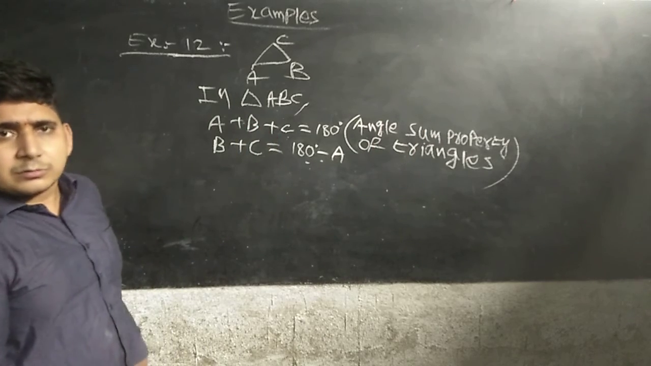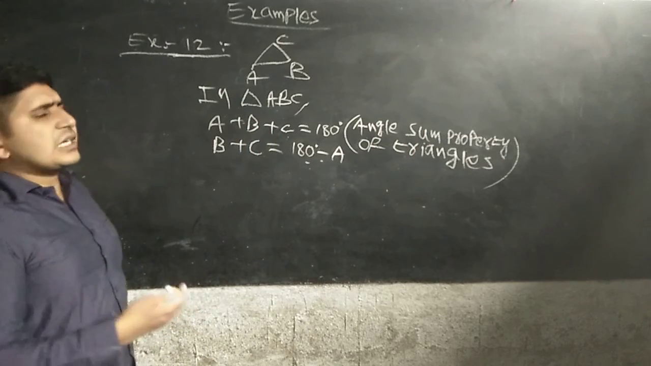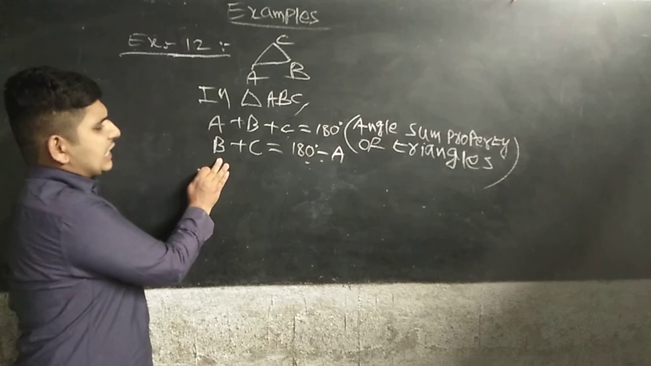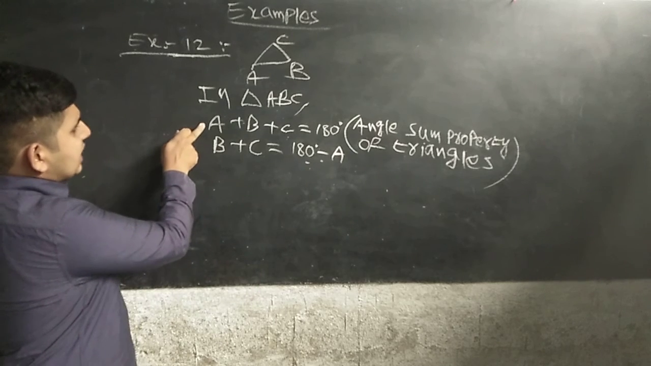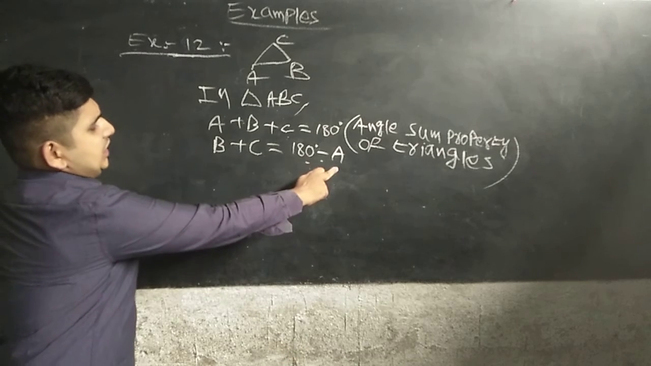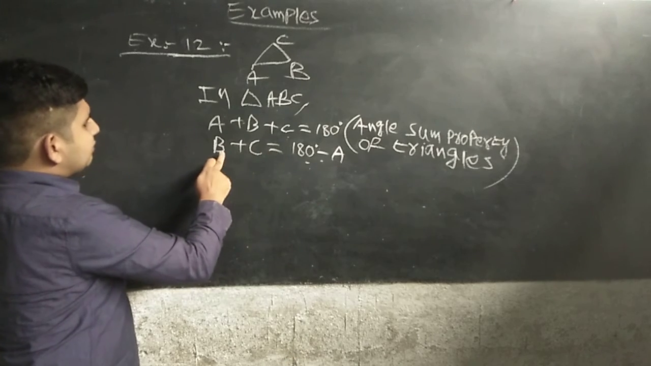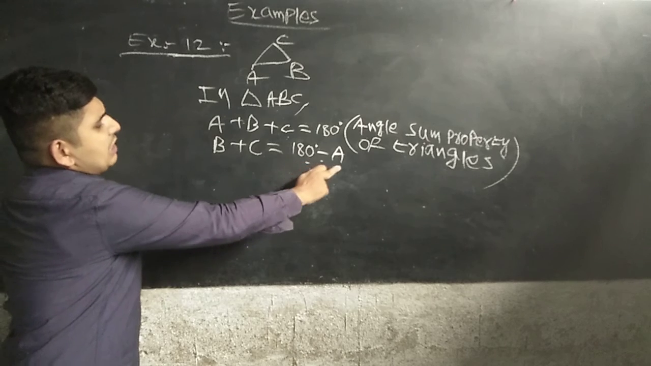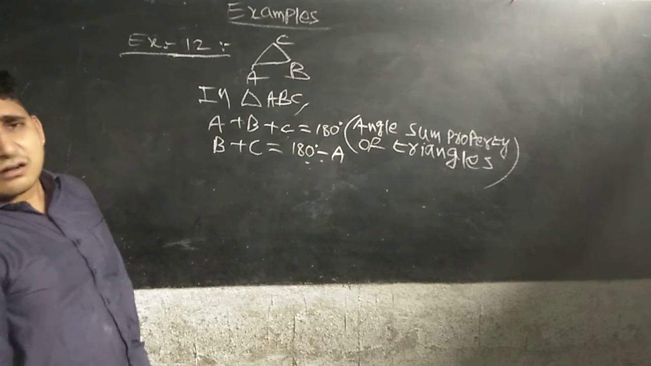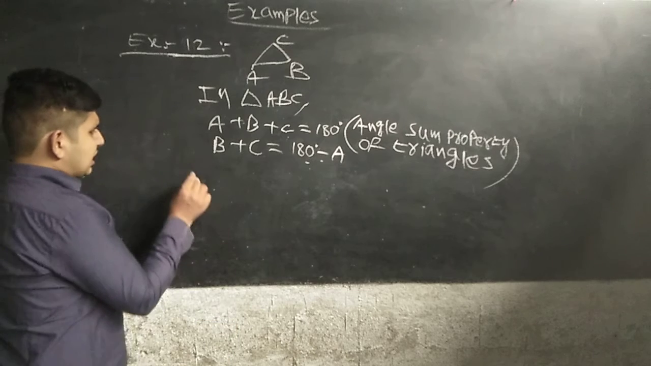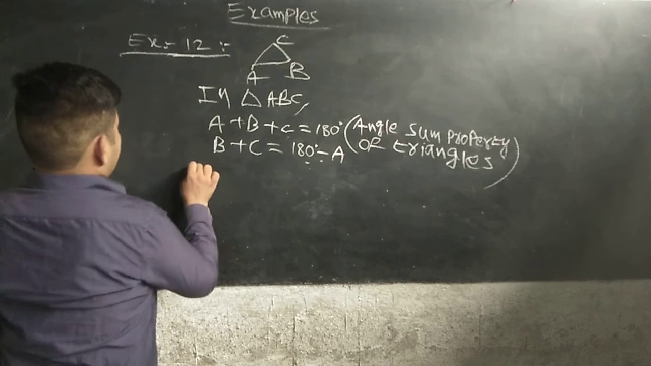Now, what is asked is (B plus C) by 2. So I keep B plus C on the left-hand side and send A to the other side, so we get B plus C equals 180 degrees minus A. Now what we have to do is divide by 2 on both sides.